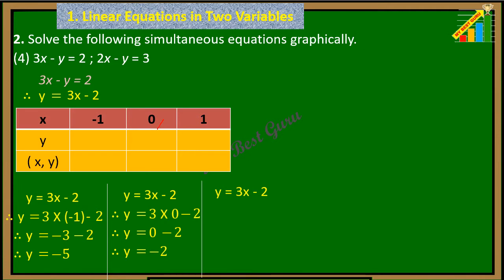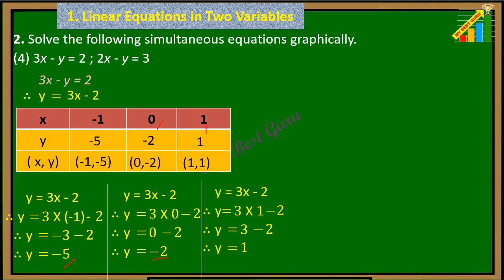Now the third part, y is equal to 3x minus 2 and put the value of x as 1. So y is equal to 3 into 1 minus 2. So y is equal to 3 minus 2, which is 1. Now we'll just put the values for this. At the very first we found it is minus 5, so minus 5. So the coordinates are minus 1 comma minus 5. Here it is 2 minus 2. So coordinates are 0 comma minus 2 and it is 1. So it is 1 comma 1.